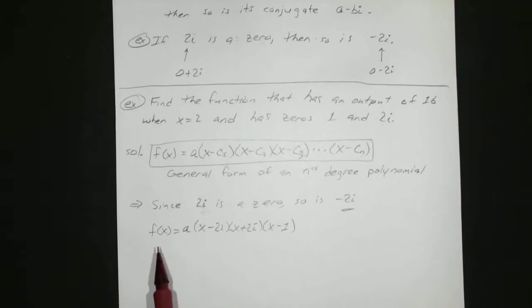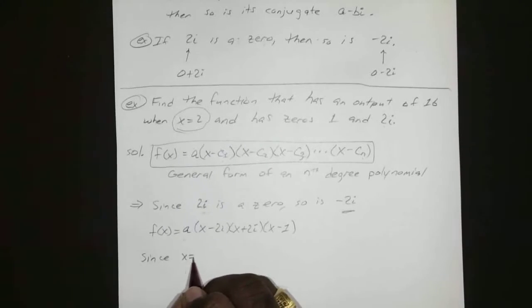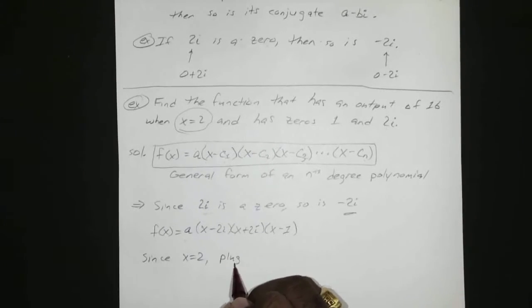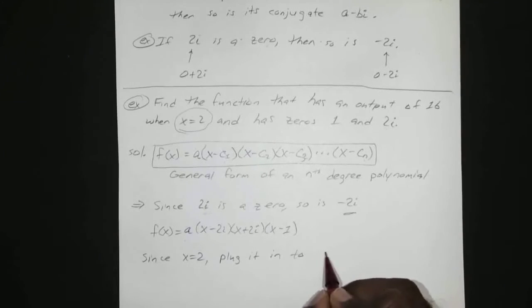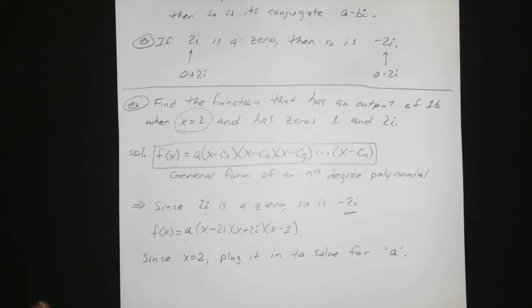Okay, so now we want to find out what it is when x equals 2. Once we have our zeros, we have our function. The only thing missing is that a. We don't know what it is yet. So all we have to do is plug in 2. Since x is equal to 2, plug it in to solve for a. That's the only thing we don't have. As soon as we plug in our 2, we'll have that.